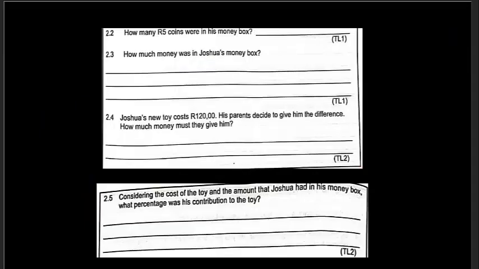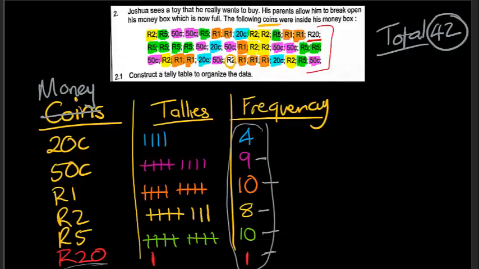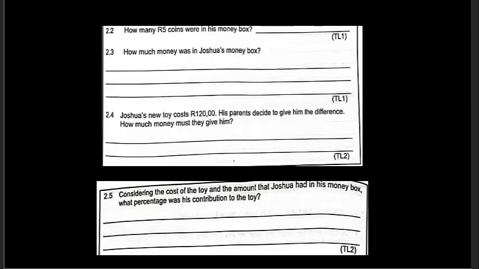Now 2.2 says how many 5 rand coins are in the money box. So let's go back here. In the 5 rand coins we have got 10. We simply go to 5 rand and we look at our frequency, and the answer is we have 10 5 rand coins. How much money was in Joshua's box in total?